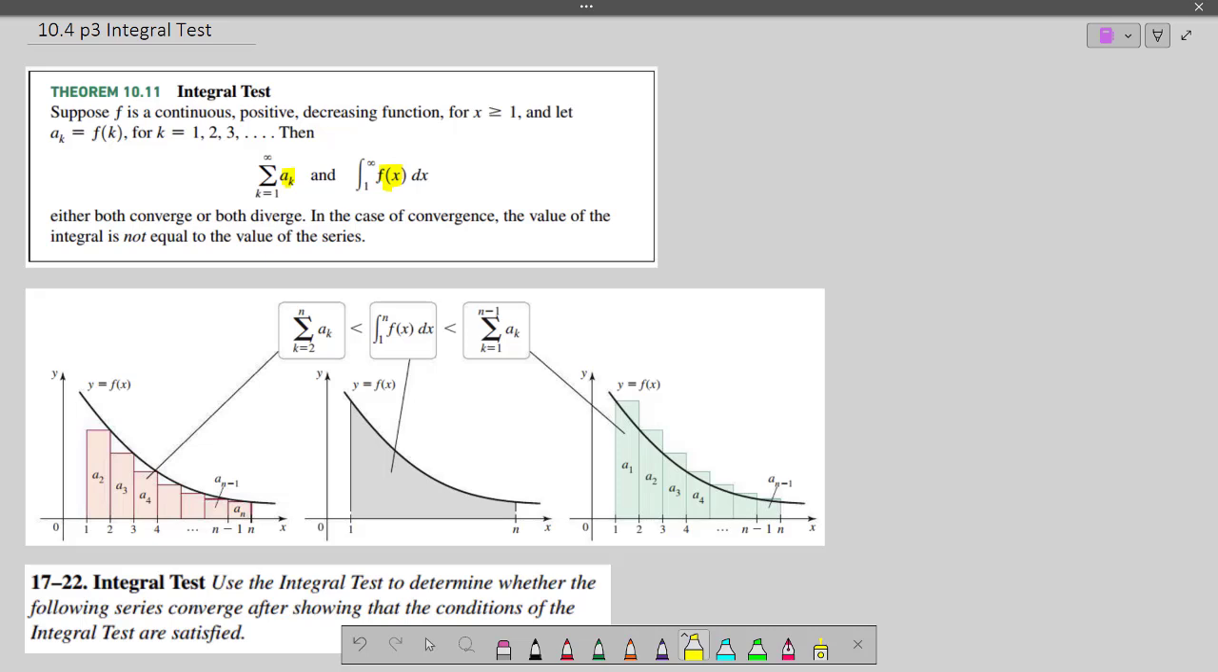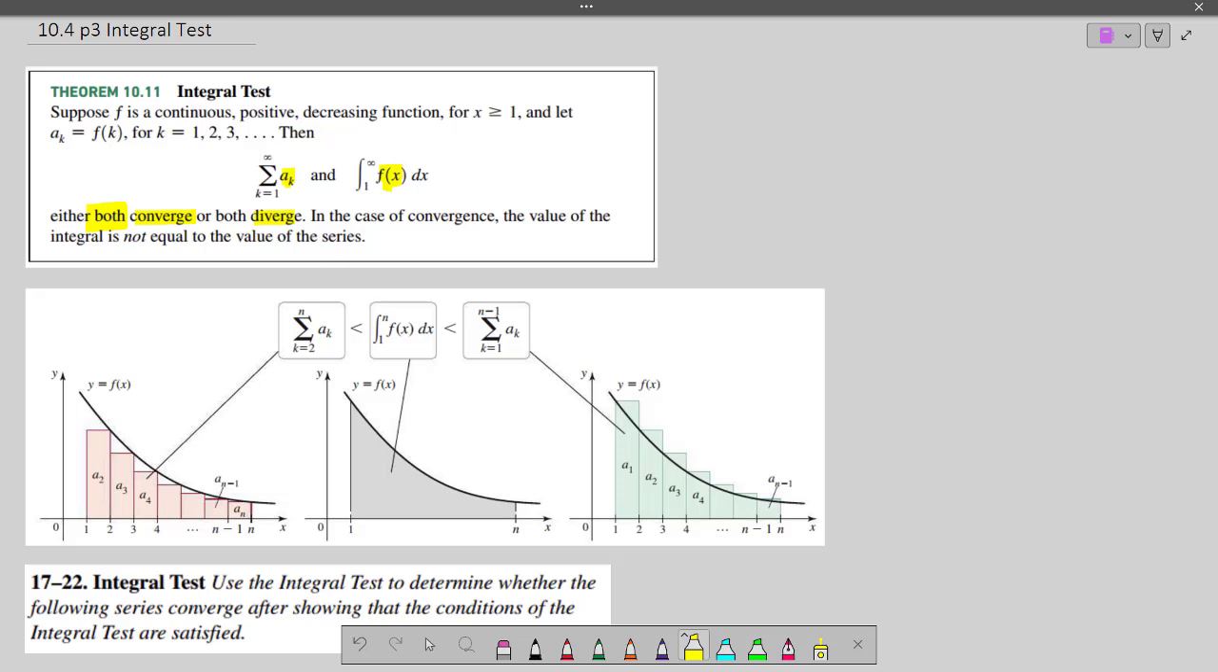If this is k squared, that's x squared. It's just because we can't do an integral unless the function is continuous. So to create that continuous function, we just turn the n to an x, or the k to an x, whatever the letter is. Okay, so here is the test. The test says that these things do the same thing. They both are going to converge or diverge.